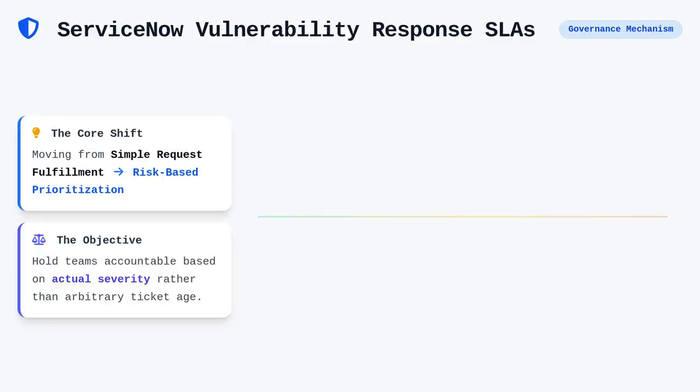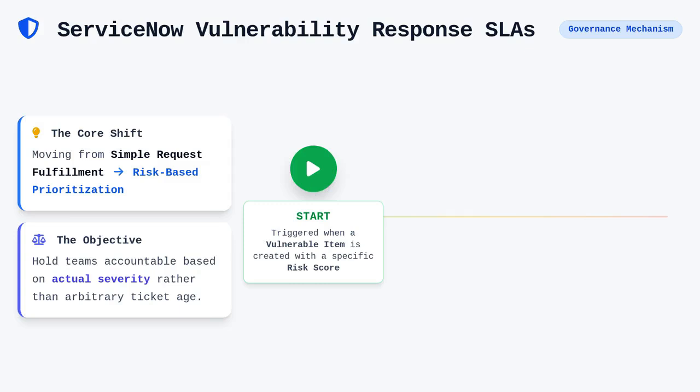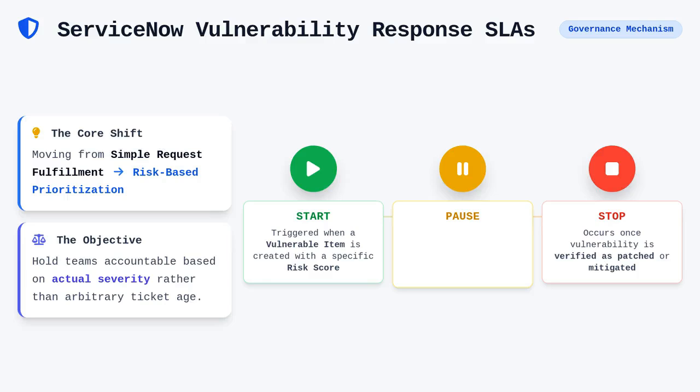We must define start, pause, and stop conditions that reflect the underlying reality of the security landscape. A start condition might trigger when a vulnerable item is created with a specific risk score, while a stop condition occurs once the vulnerability is verified as patched or mitigated. The pause condition is particularly critical in security operations, often triggered when a remediation task is awaiting third-party vendor validation or when an asset is undergoing scheduled maintenance that prevents patching.